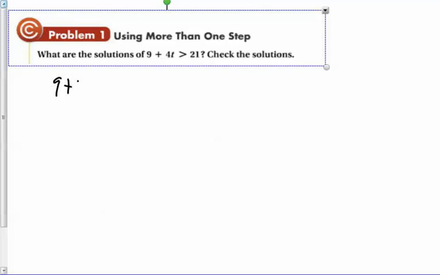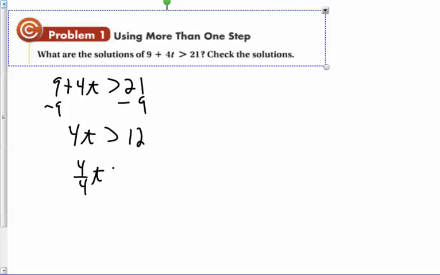So you just go ahead and solve this just like you normally would. You would subtract 9, right? And so now you've got 4t is greater than 21 minus 9. Well, what's 21 minus 9? I believe that is 12. And now we're going to divide both sides by 4, and you get t is bigger than 3.